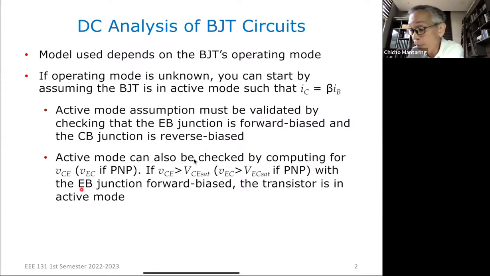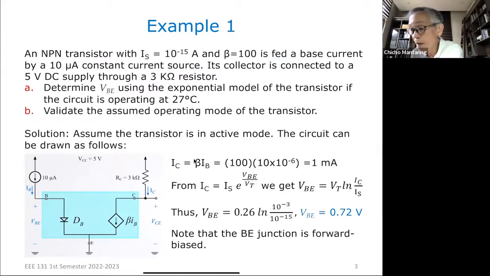Again, the assumption here is the emitter-base junction is forward biased. If VCE is greater than VCE SAT, then you are in active mode. Otherwise, you know that you are in saturation mode, and you have to use the saturation model. And the simplified saturation model is just your 0.2 volt source. Pag sinabi sa inyo it is only at the onset of saturation, then it's going to be a 0.3 volt source.